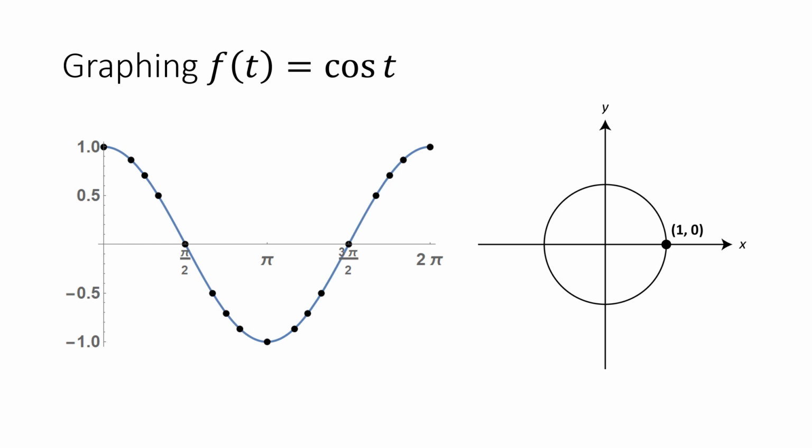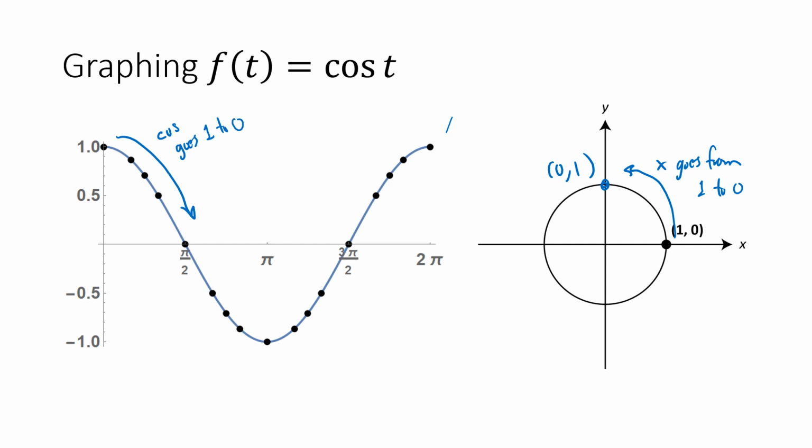If we look at the cosine of t, we're going to see the same kind of behavior. Now we're looking at the x-coordinate of the point on our unit circle. So here we go from 1, 0 to 0, 1. So x goes from 1 to 0, so my function value goes from 1 to 0. As I continue from pi over 2 to pi, x goes from 0 to negative 1, so my function value goes from 0 to negative 1, and so on.